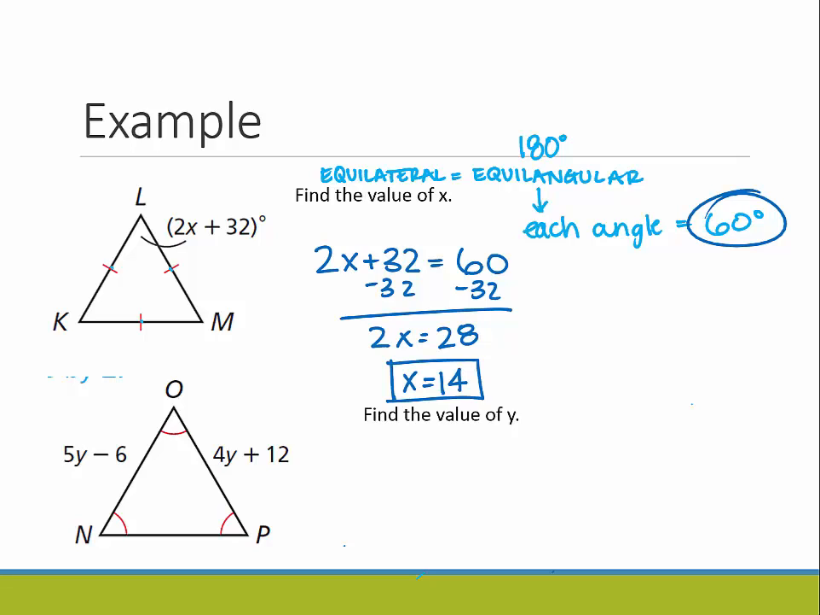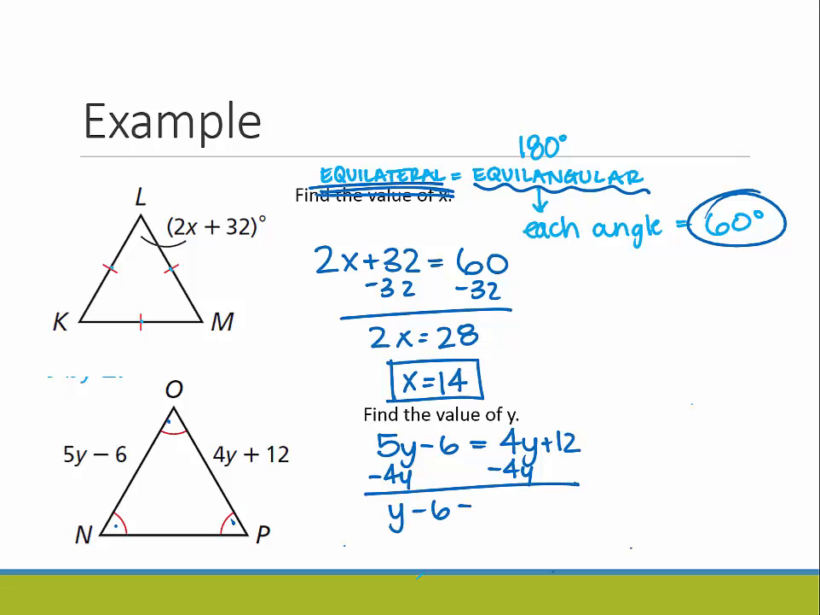So now the next one, I see that all three of these angles are congruent. So that means they're equiangular, which means that it has to be equilateral, which means every side is the same. So we get 5y minus 6 equals 4y plus 12, and then we got to get y by itself. So if we subtract 4y from both sides, and then we'll have to add 6 to both sides, we end up with y being 18. Remember, again, we're not asked to find what the side lengths are, just the value of y.